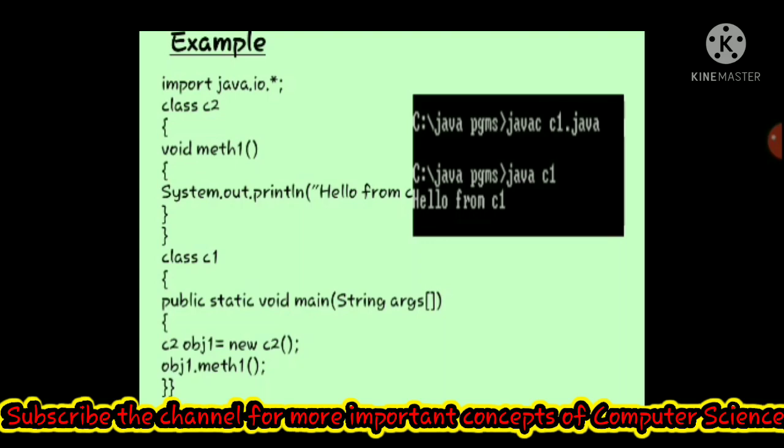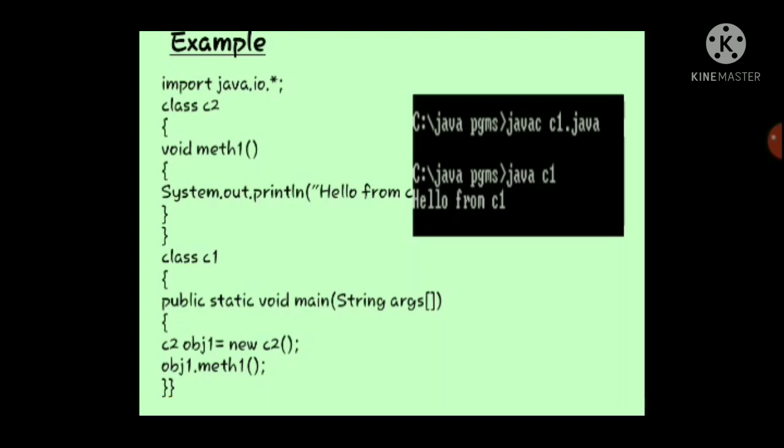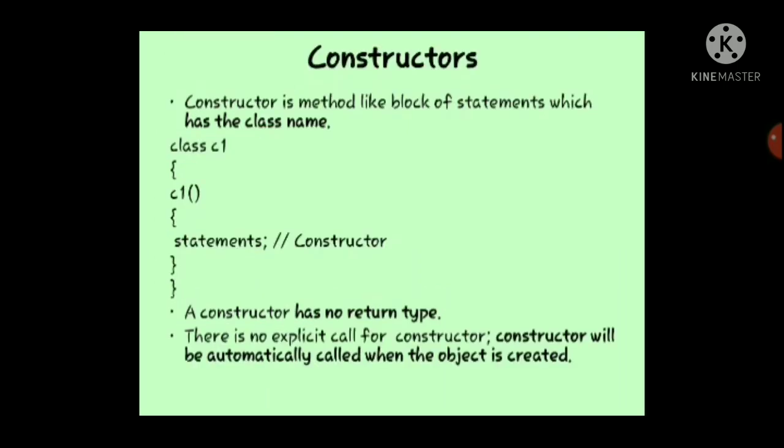Here obj1 is the object and the method to be executed is meth1. So we say obj1.meth1. Then we close the main method, then we close the main class. So this is the best example that explains the concept of class and object, right? Now we come to constructors.